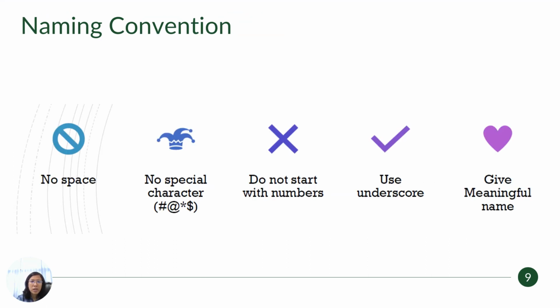Since we talk about file names, I want to remind you again of the naming convention. When you give a name, either a file name or variables, don't put a space in the name itself, and don't put any special characters. Do not start with a number. If you want to make the name more readable, use an underscore. Remember to give them meaningful names. This is just to remind you again. We have learned about this.